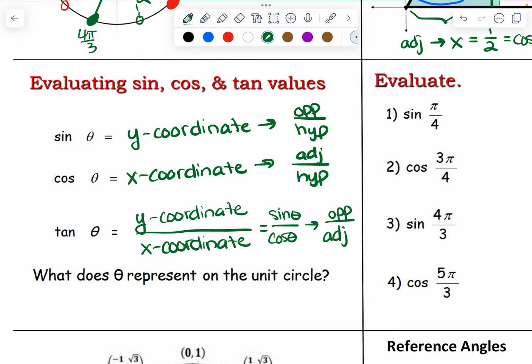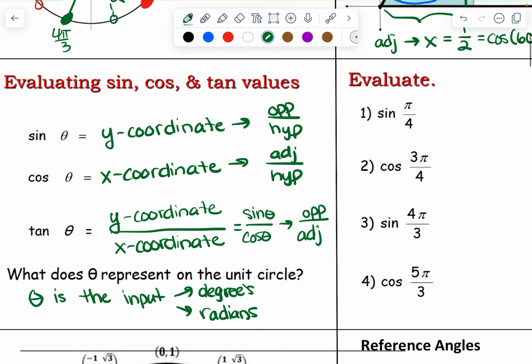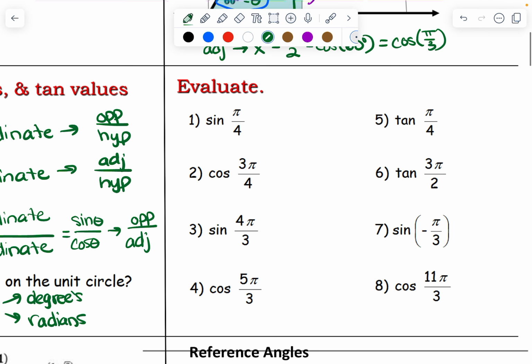And the question is, what does theta represent on the unit circle? Theta is your input. And theta can either be in degrees, or it can be in radians. In this course, we will switch; there are modes in our calculator that will switch between them depending on the scenario. But as we get through the semester, we will use a lot more radians because in calculus, that's all we use, right? It's strictly radians.